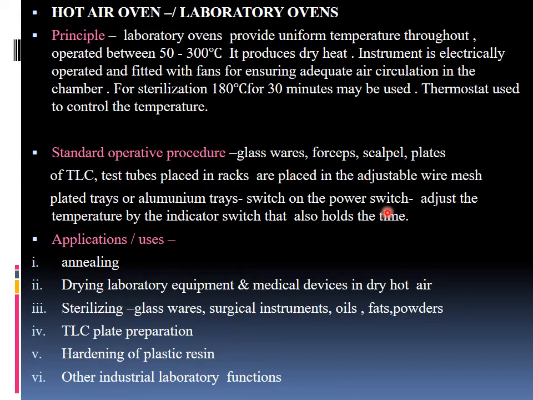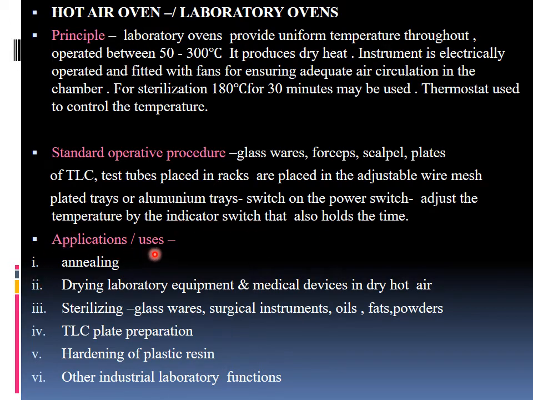Then we switch on the power switch and adjust the temperature. There is an indicator switch which will show on and off. There is a power switch, there is an indicator switch. This will record the temperature, and we can also adjust the temperature by this indicator switch, and it also holds the time. So we adjust the temperature whatever is required, and then we start the machine. First of all, the power switch, and then the temperature or the indicator switch.